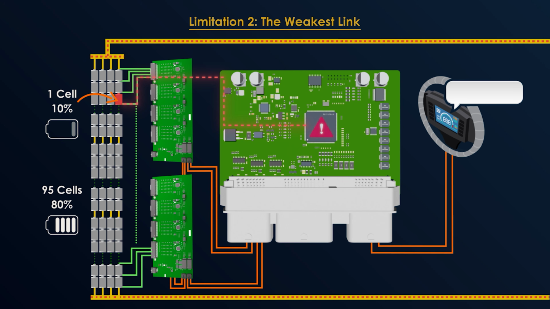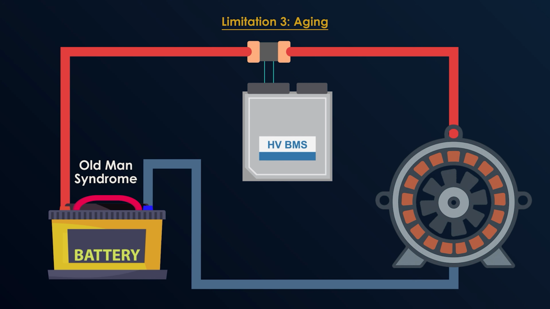So, our dashboard might say 50% SOC at one time because it is averaging things out, but then it suddenly drops to 0 because that one weak cell tripped a safety alarm. Our math is only as good as our weakest cell. Our batteries also suffer from old man syndrome.